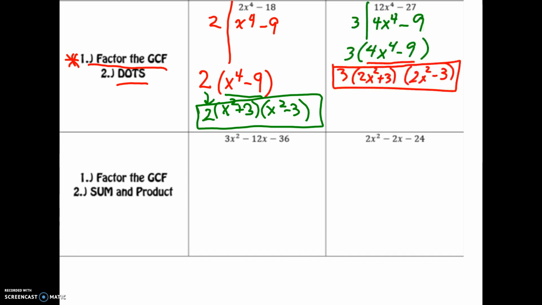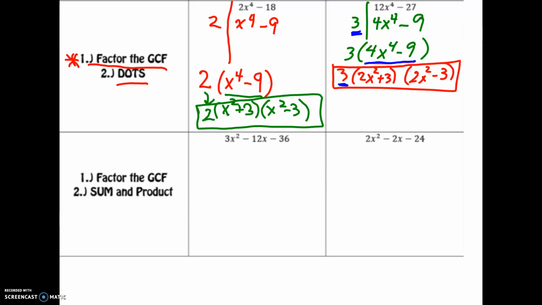Hopefully you were able to see that 3 was our GCF, and that was what we could take out of all terms. From there, we were left with 4x to the fourth power minus 9, which is a difference of squares because we have perfect squares, subtraction, and an even exponent. And when we split that up, square root of 4 is 2, square root of 9 is 3, and then we split that x squared in half, keeping our signs opposite. Again, don't forget to keep that 3 on the outside all the way through, otherwise your factors are incorrect.